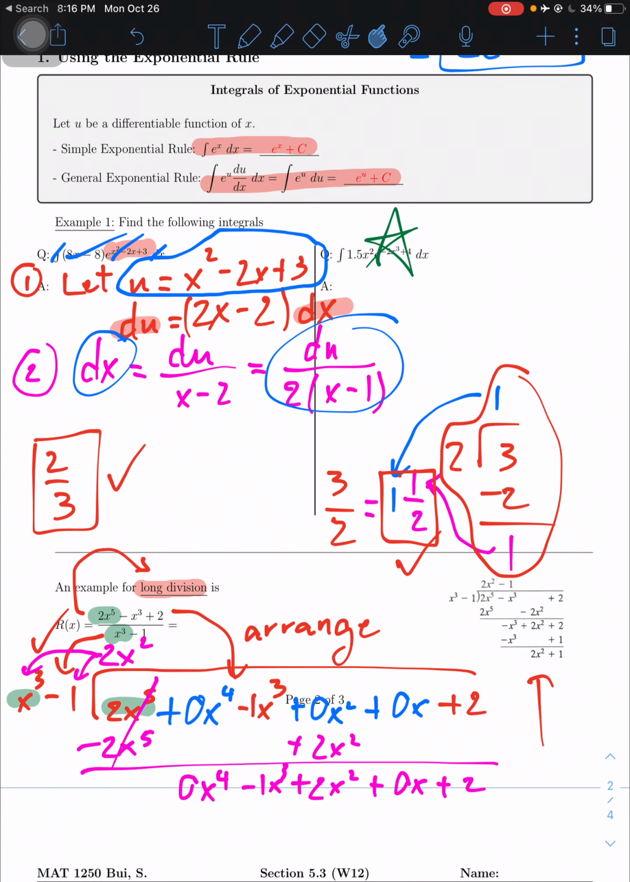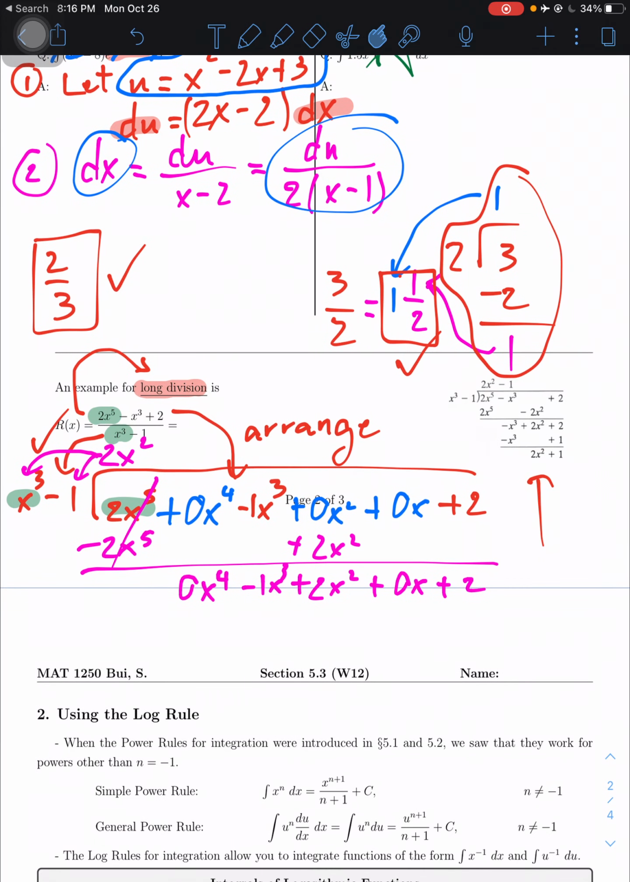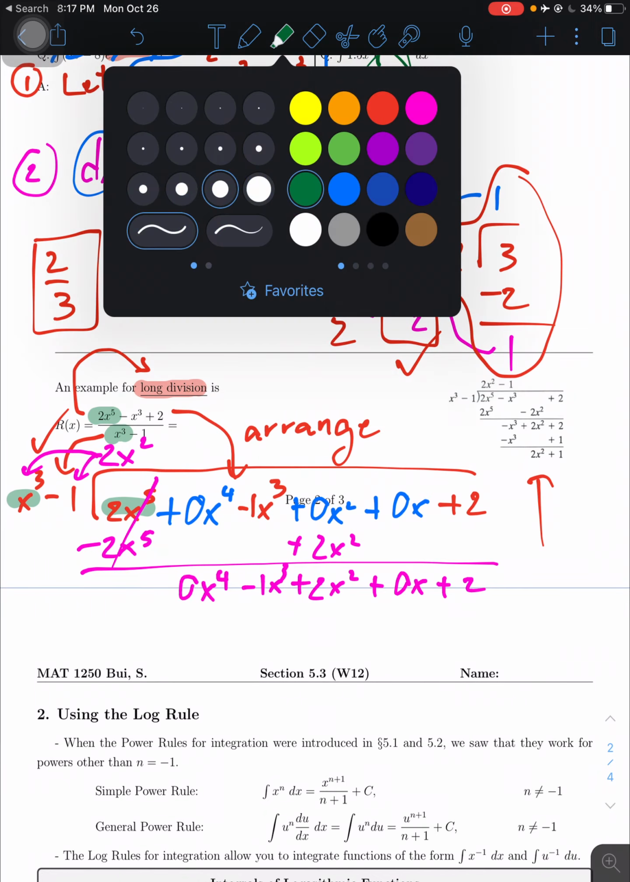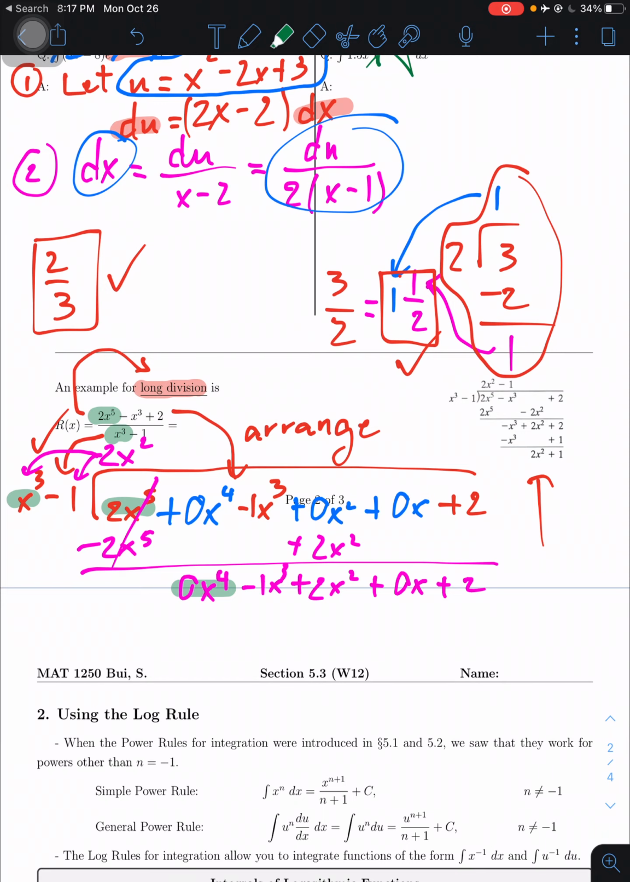And next up, what do we do? Well, we follow the same procedure here. We take the highest power on the right hand side divided by the highest power on the left hand side, which is this one again.